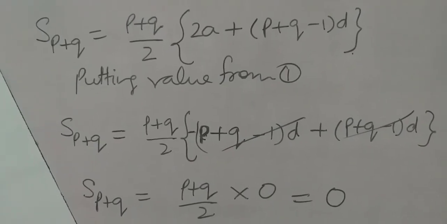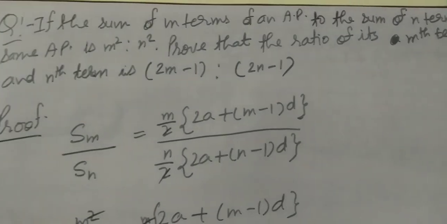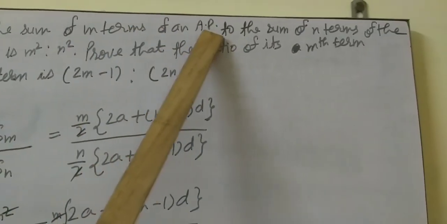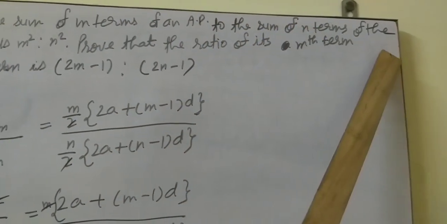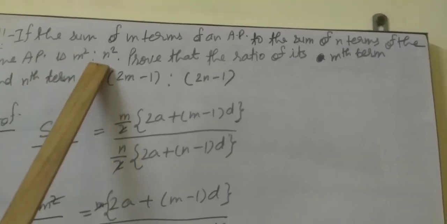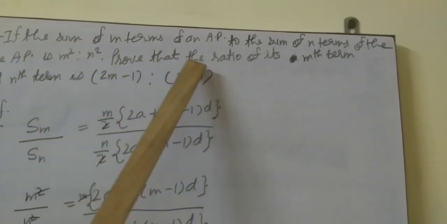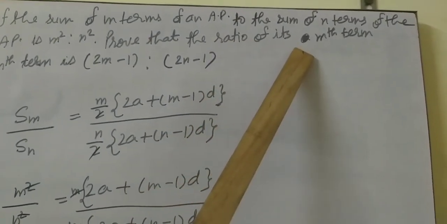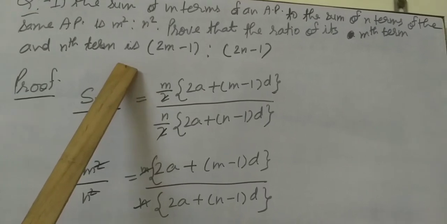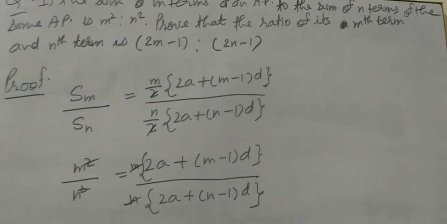Okay students. Now student, second question. If the sum of m terms of an AP to the sum of n terms of the same AP is as m square is to n square, prove that the ratio of its mth term and nth term is 2m minus 1 is to 2n minus 1.